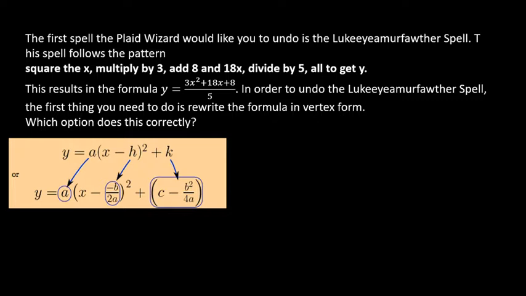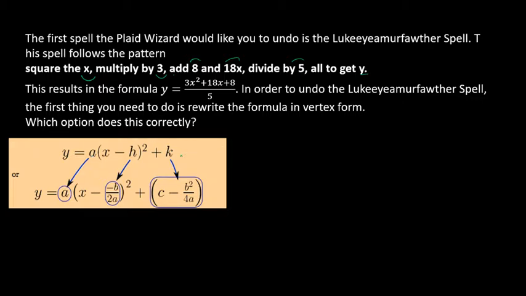It says the first spell the Plaid Wizard would like you to undo is the "Luke, I am your father" spell. This spell follows the pattern: square the x, multiply by 3, add 18x and 8, divide by 5, all to get y. This results in the formula y equals the quantity 3x squared plus 18x plus 8, divided by 5. And in order to undo this spell, we have to first rewrite the formula in vertex form. Which option does this correctly?